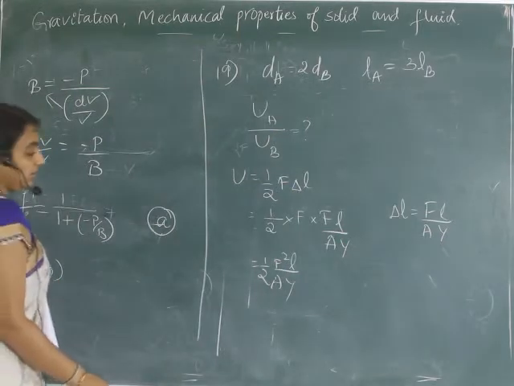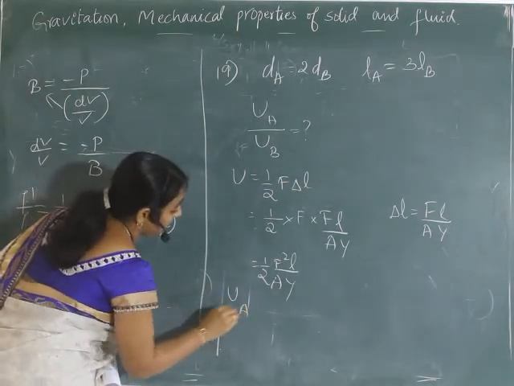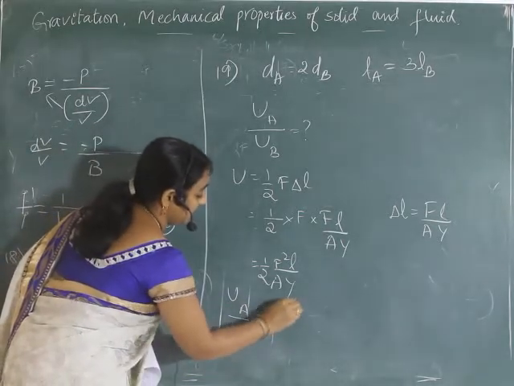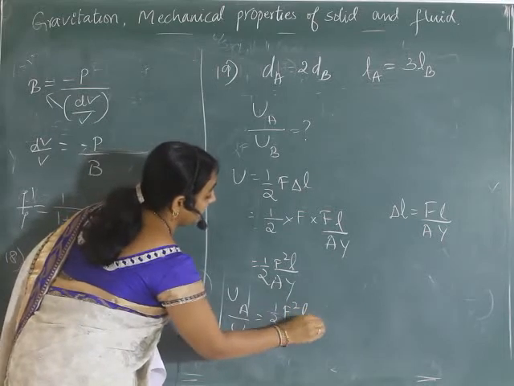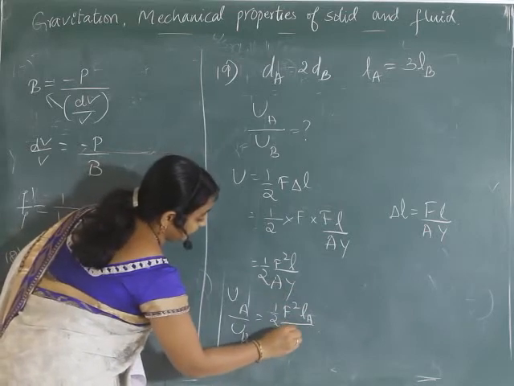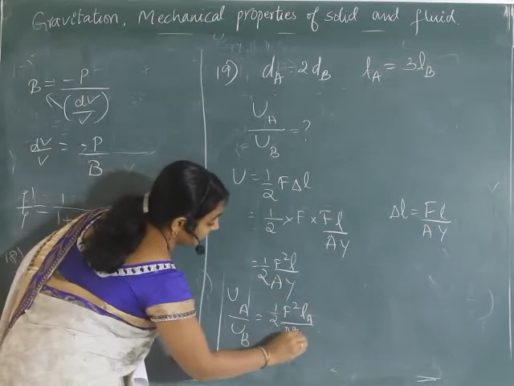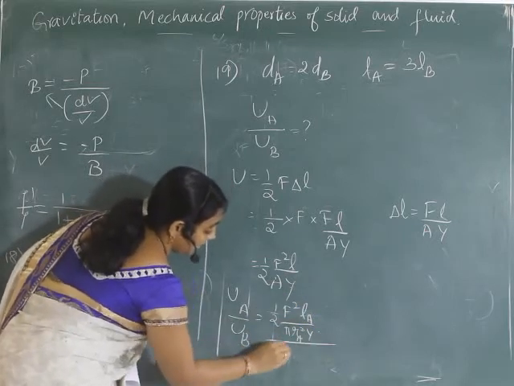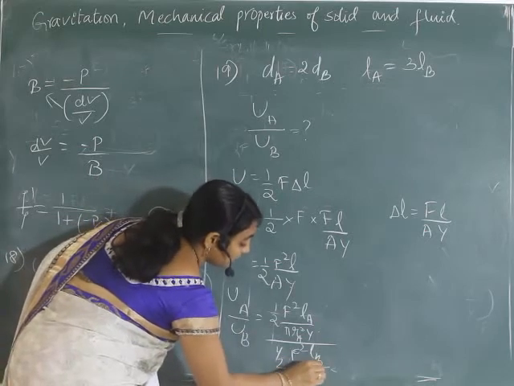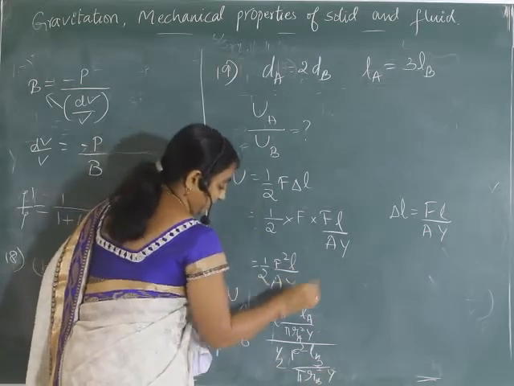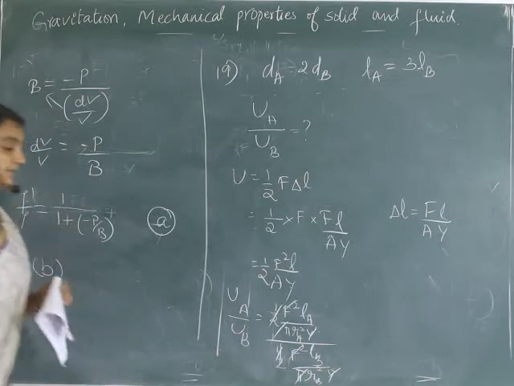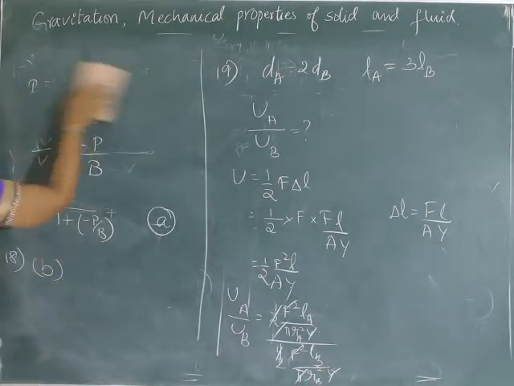Use UA by UB is equal to half F square LA by pi RA square Y, divided by half F square LB by pi RB square Y. F square, pi and half Y will get cancelled because they are the same. So what is remaining?